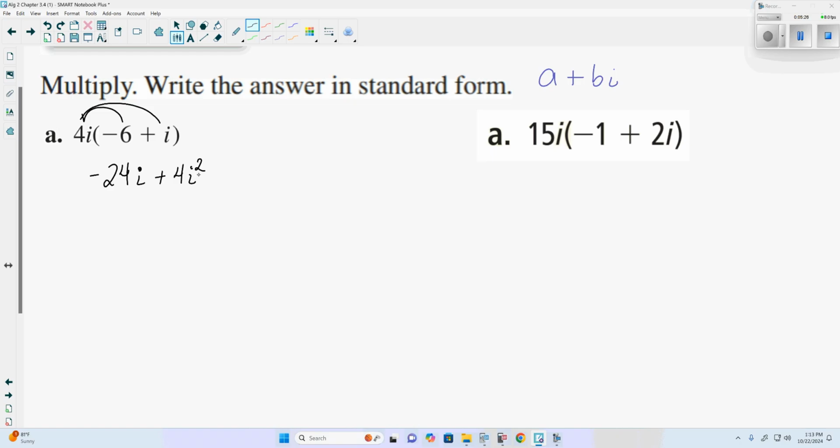Questions on this so far? It's almost like the same thing we would have done if it said 4x instead of 4i. We treat it the same, almost as a variable, except the only thing we can't treat the same is the power. So i squared, we can't leave it as i squared.